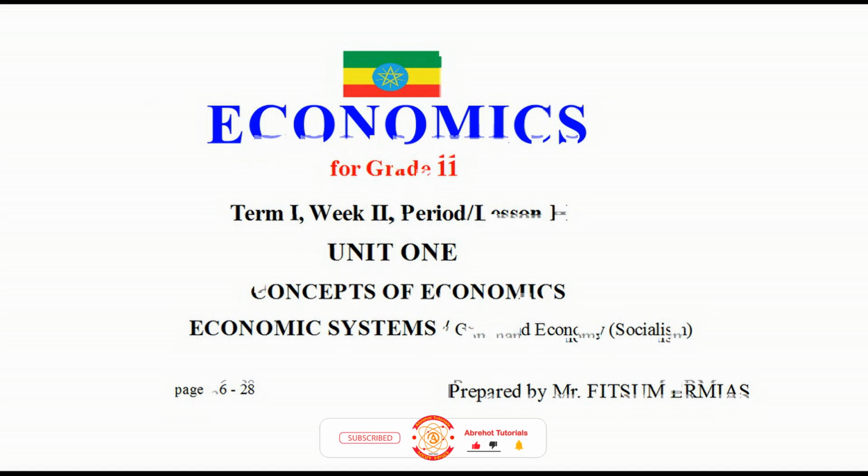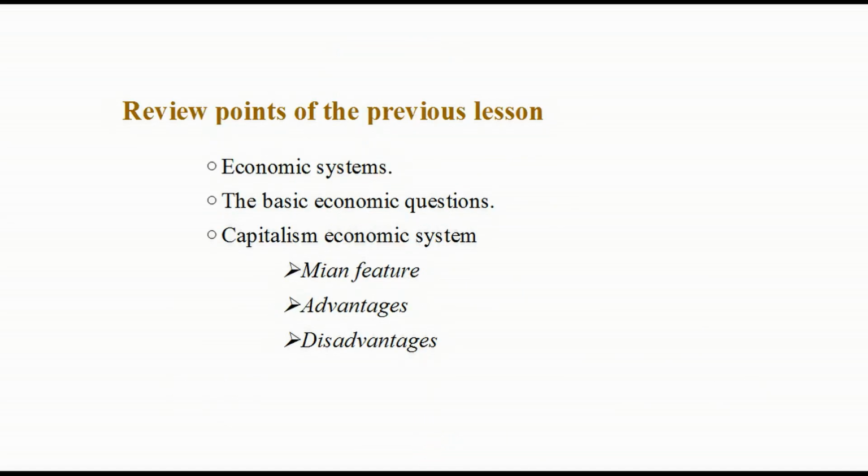Students, let us briefly revise the previous session. In the previous lesson, we dealt with various concepts related to economic systems. An economic system is the legal and institutional framework within which various economic activities take place in order to answer the basic economic questions: what to produce, how to produce, and for whom to produce. Each question deals with various concepts.